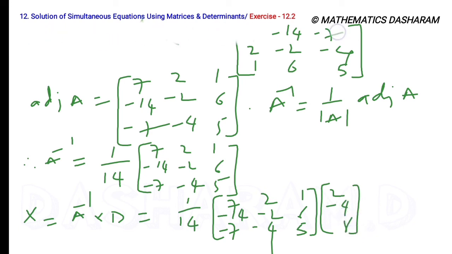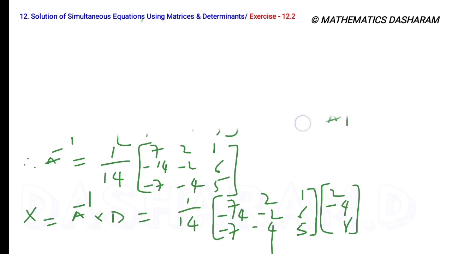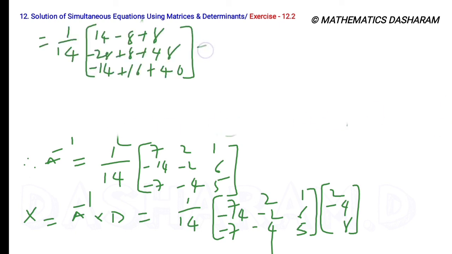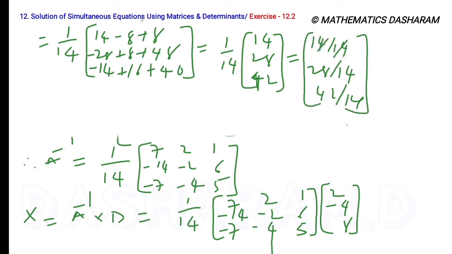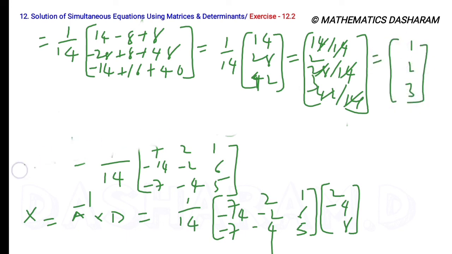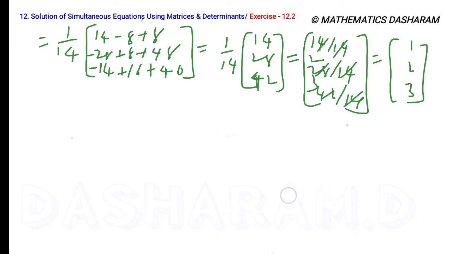Let's multiply the two matrices. So it is equal to 1 by 14. Let's simplify all the rows. Now 1 by 14 multiplied inside. So 14 by 14, 28 by 14, 42 by 14. So 14 ones are 14, 14 twos are 28, 14 threes are 42. So it is equal to 1, 2, 3. Then our required answer is x value 1, y value 2 and z value is 3.